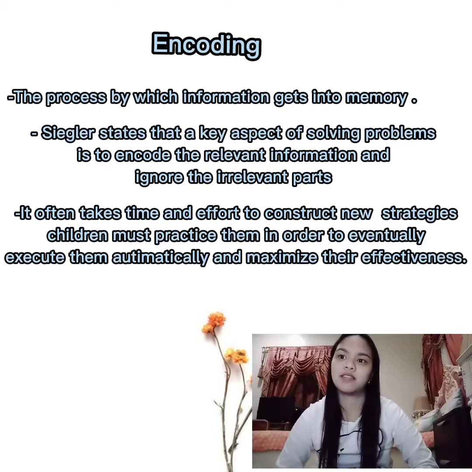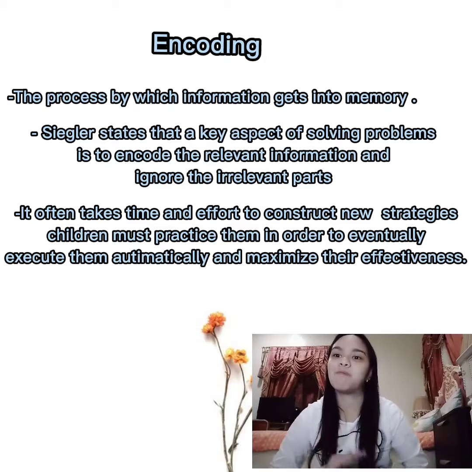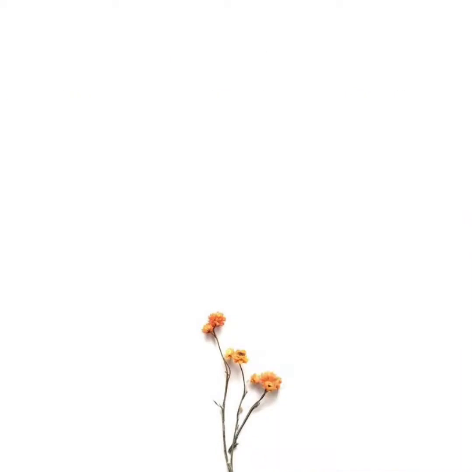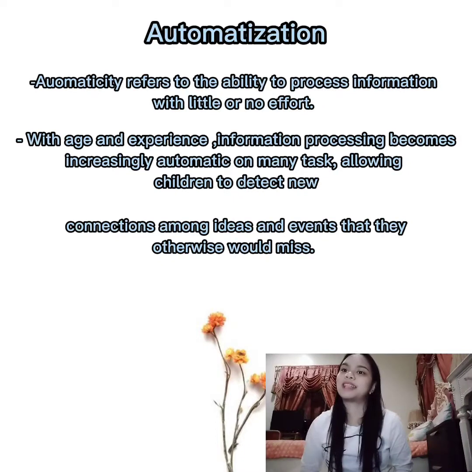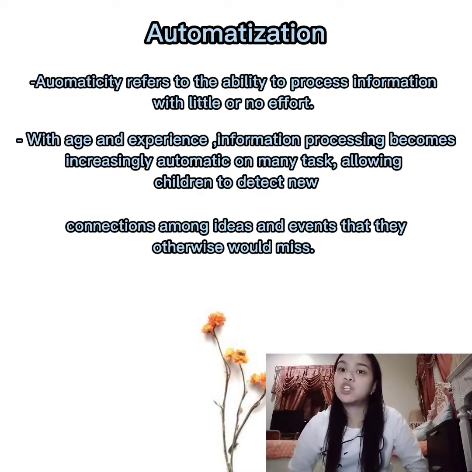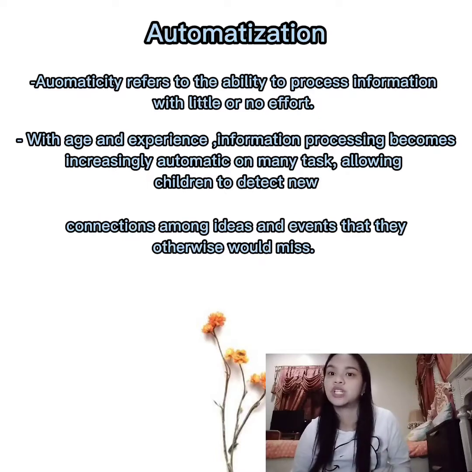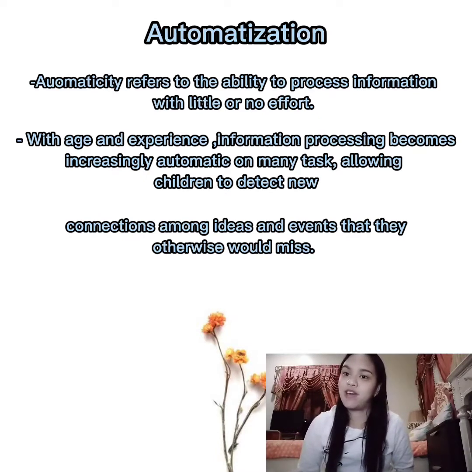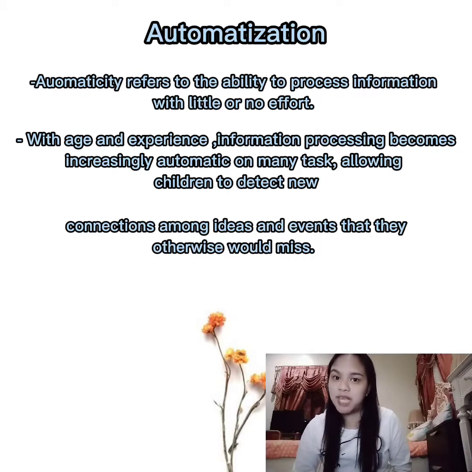Children must practice them in order to eventually execute them automatically and maximize their effectiveness. The second is automatization. The term automaticity refers to the ability to process information with little or no effort. With age and experience, information processing becomes increasingly automatic on many tasks, allowing children to detect new connections among ideas and events that they otherwise would miss.